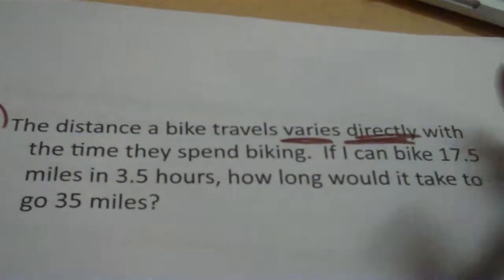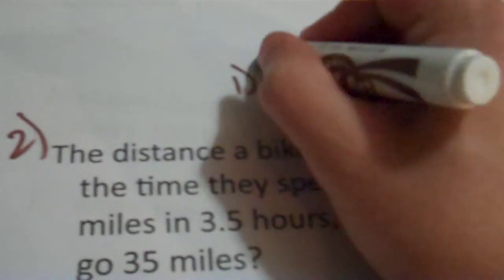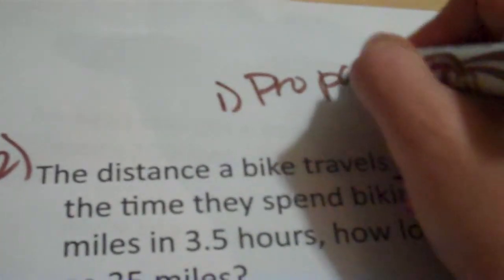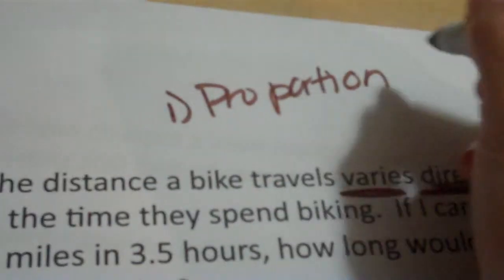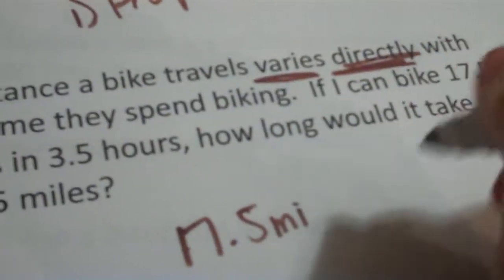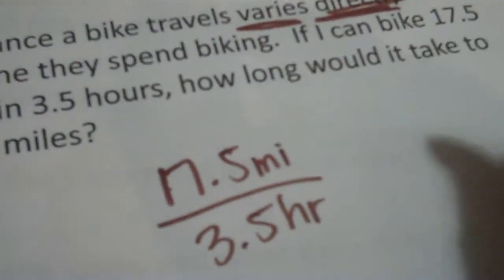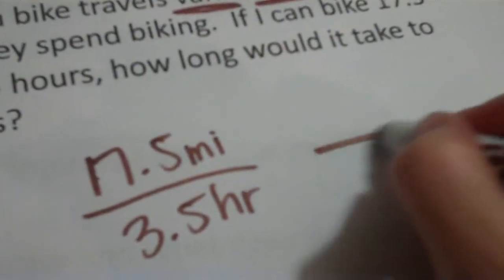Okay? When you're solving, there's actually a couple different ways you could do this, but the number 1 easy way to do it is to make a proportion, which you are used to making from middle school. So the first thing it says is he can bike 17.5 miles in 3.5 hours. So 17.5 miles. Actually, go ahead and write MI for miles so you know. Over 3.5 hours. Okay? And then we're going to make another proportion, so I'm going to draw a line here.